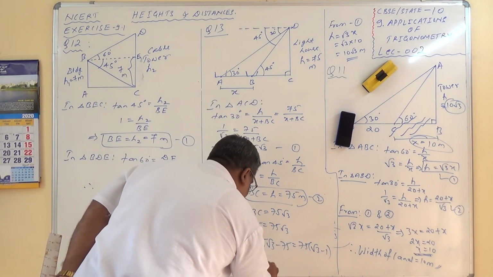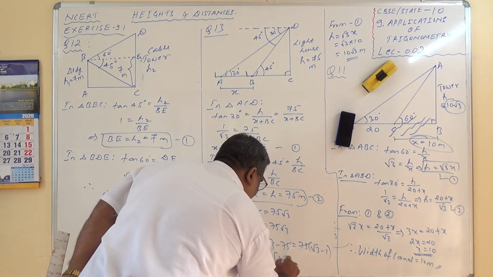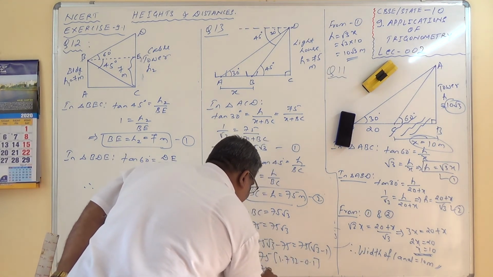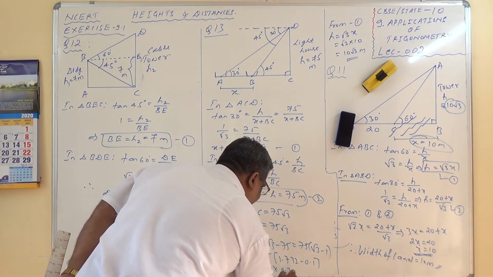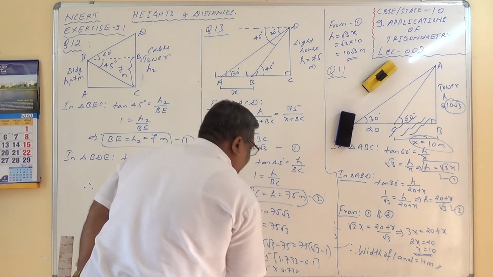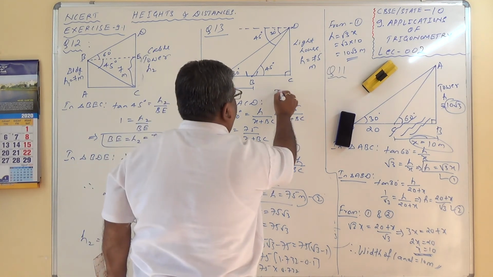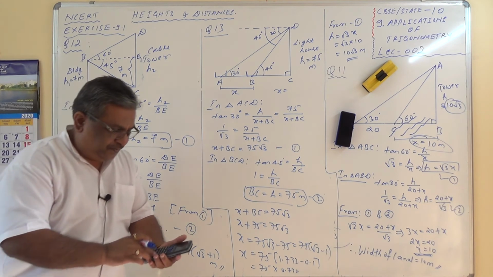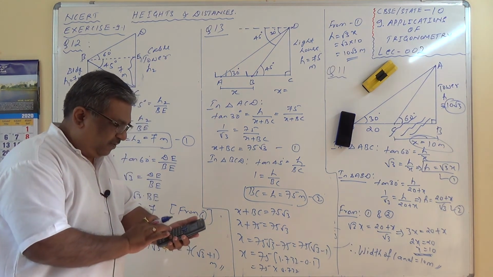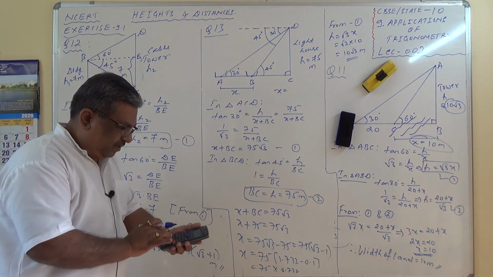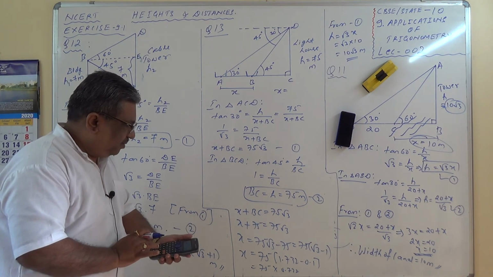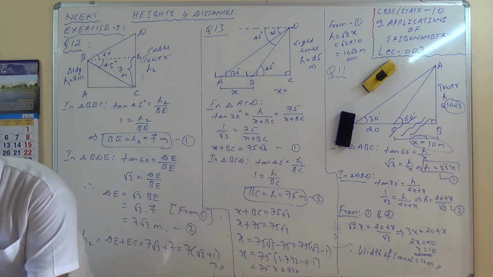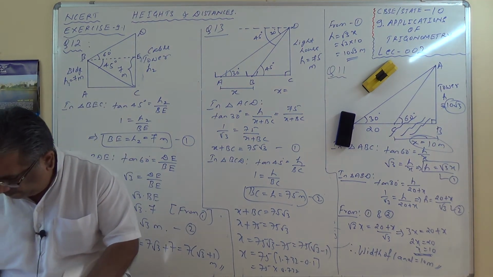But let me work out a little bit in detail. 75 into 1.732 minus 1, which is equal to 75 into 0.732. Therefore X is equal to 75 into 0.732, which is 54.9 meter.